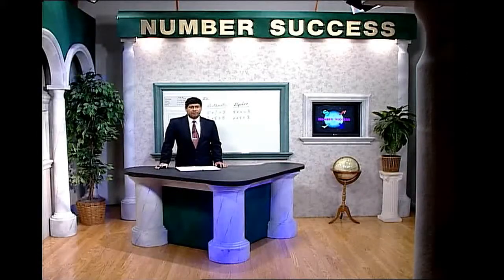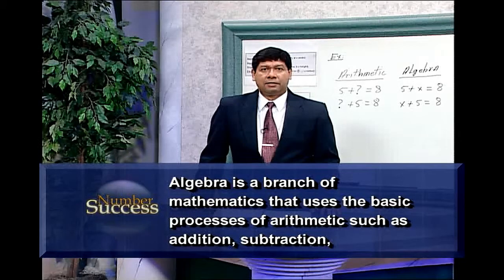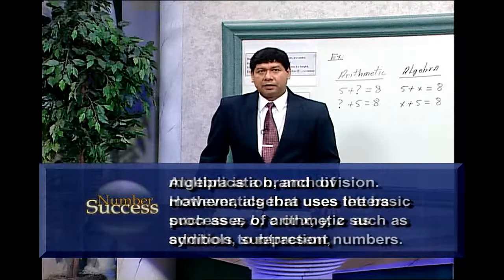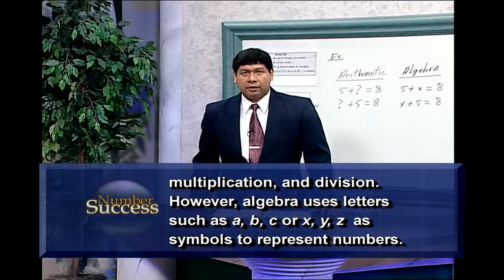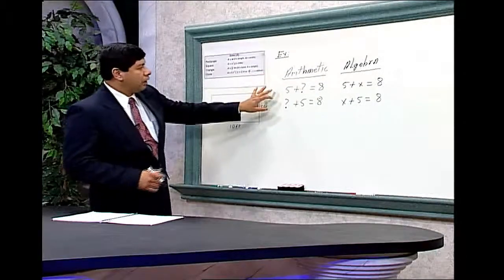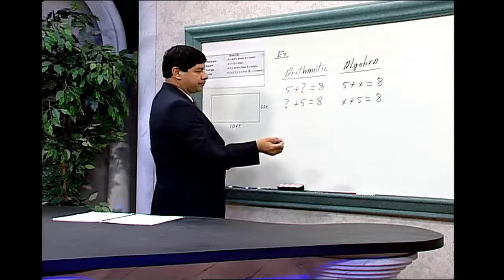The meaning of algebra. Algebra is a branch of mathematics that uses the basic processes of arithmetic, such as addition, subtraction, multiplication, and division. However, algebra uses letters such as A, B, C, or X, Y, Z as symbols to represent numbers.